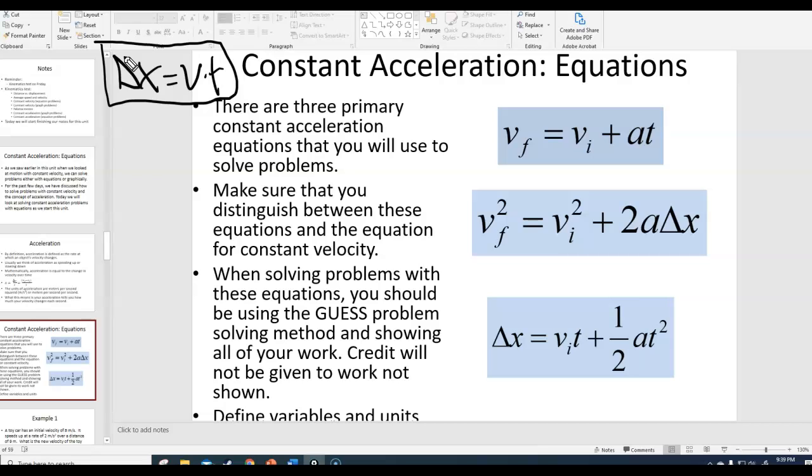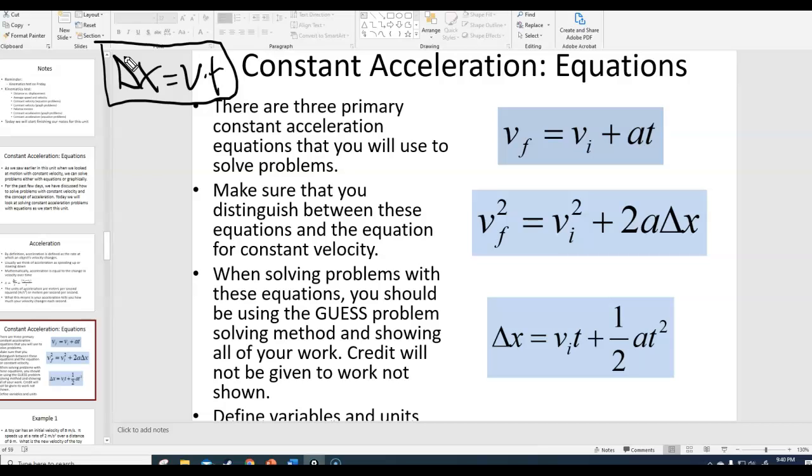But because acceleration is a more complicated type of motion, because it involves a change in velocity, instead of one equation, there's three equations. And these three equations are more complicated, as you can see on this slide, compared to the constant velocity equation. It's really important that you understand how to use these equations. We are going to be using the GUESS method to solve problems. And remember, GUESS is meant to help you out, to give you a roadmap for how to approach these problems.